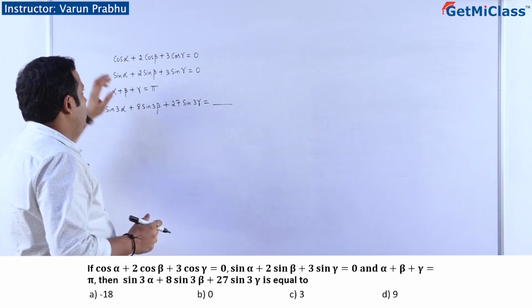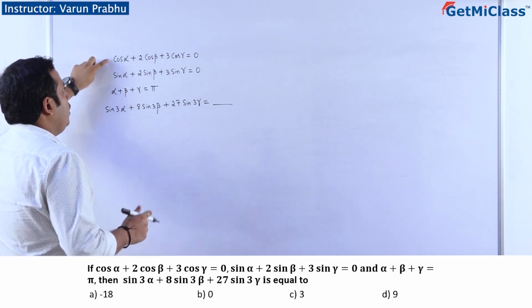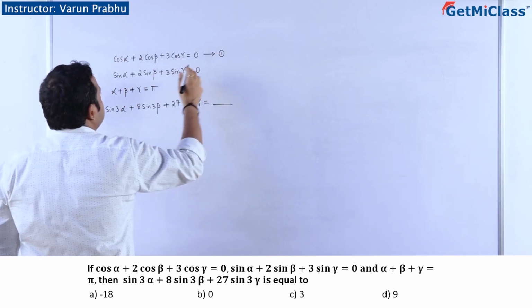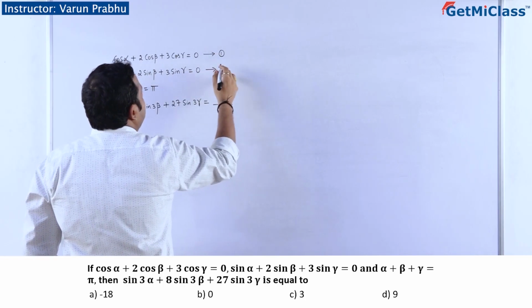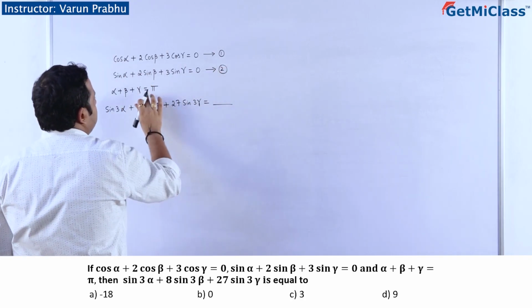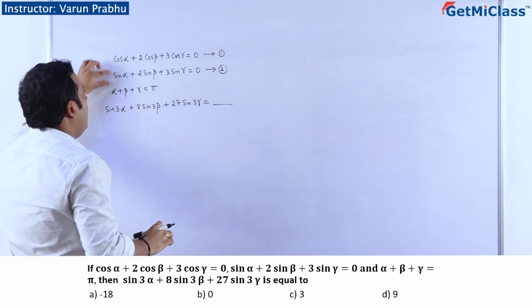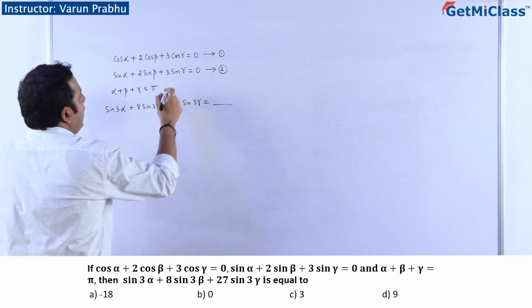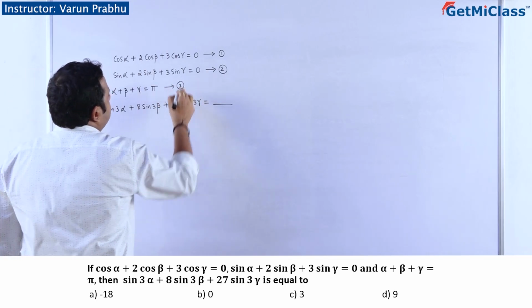If you look at this question now, students, the data is: cos alpha plus 2 cos beta plus 3 cos gamma is equal to 0, sin alpha plus 2 sin beta plus 3 sin gamma is equal to 0, and alpha plus beta plus gamma is equal to pi, which means alpha, beta, gamma are the angles of a triangle. This is the meaning of it. Now, what is this value is the question asked.